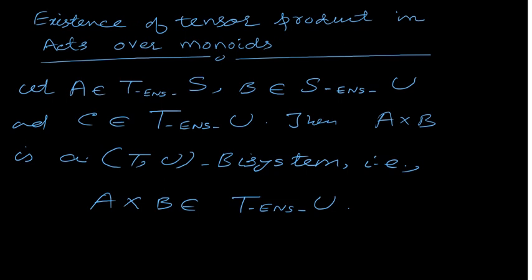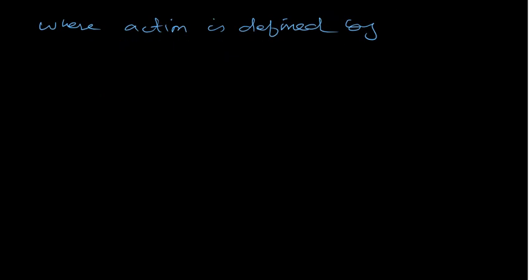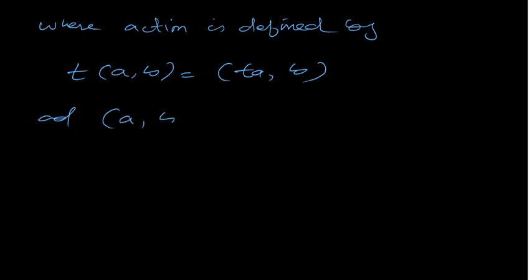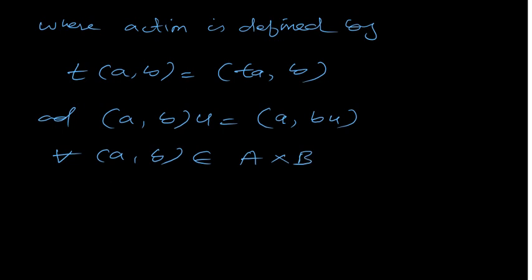So it's T times (a,b) is equal to (ta,b), and (a,b) times U is equal to (a,bu), for all (a,b) belonging to A cross B, and this t belongs to T, u belongs to U. So this is the action here, and with respect to this action, A cross B is a TU bisystem.